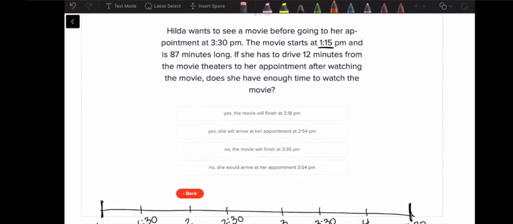So at what time does the movie start? It starts at 1:15. So here, the movie starts at 1:15. Now, it says the movie is 87 minutes long. So let's see, at what time will the movie finish?